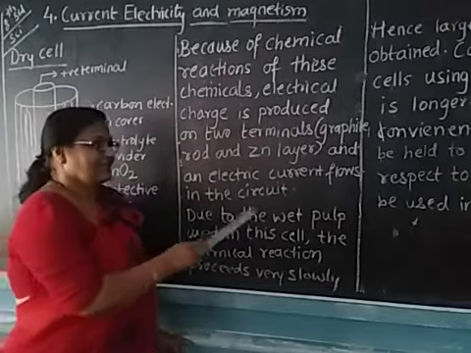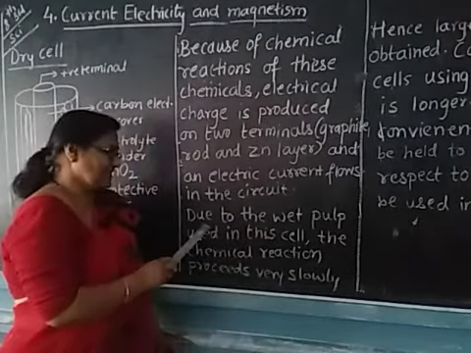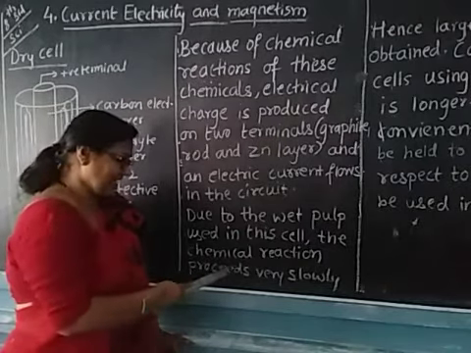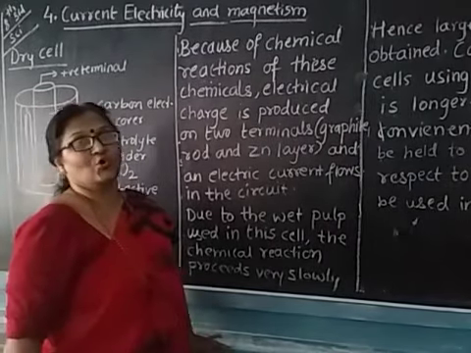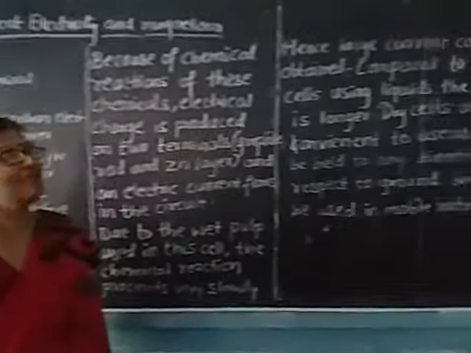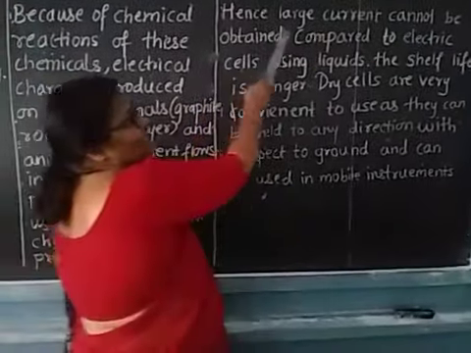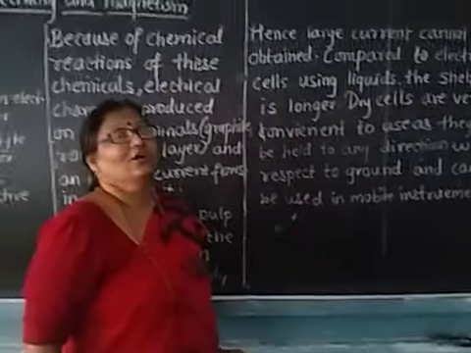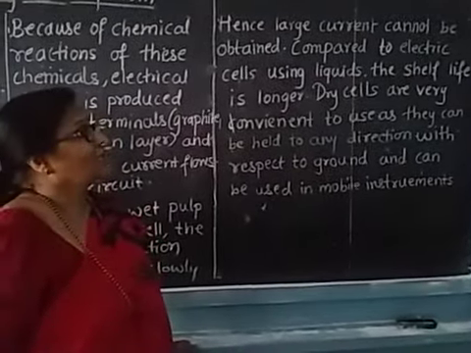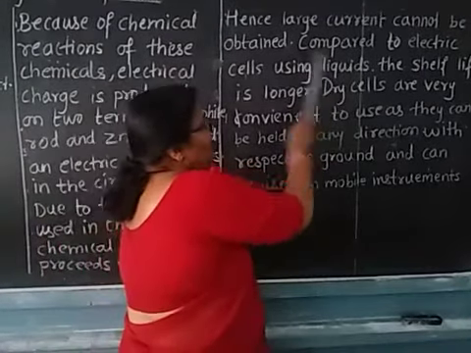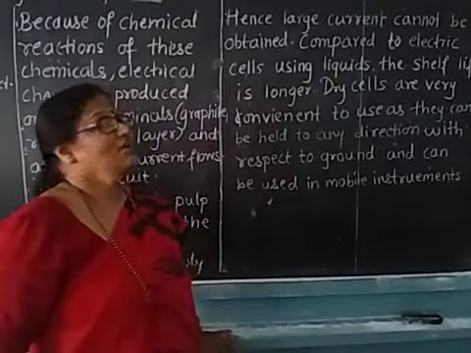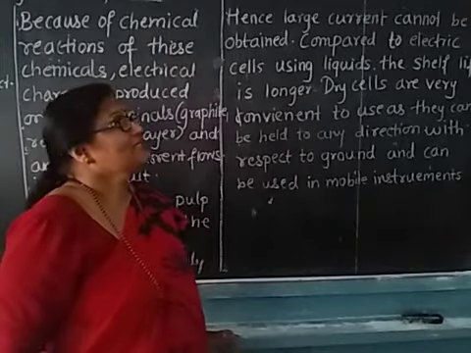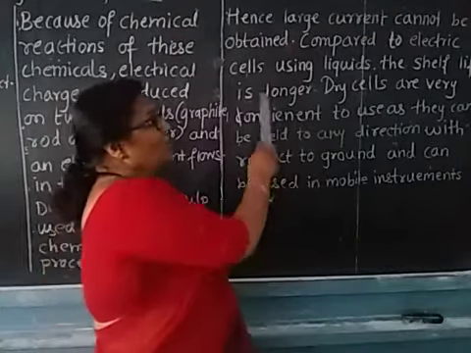Now see, there is a wet pulp also, which is used in this cell. The chemical reaction proceeds very slowly as there is a wet pulp. Hence, large currents cannot be obtained. Compared to an electrical cell that uses liquids, the dry cell therefore has a longer shelf life.